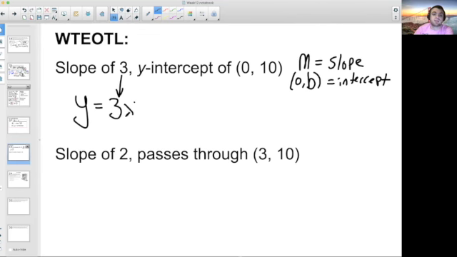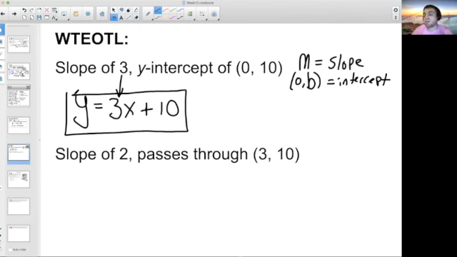Plug that in. (0, 10) means that this needs to be a 10. All I'm doing is taking the slope, the number, and the intercept, and plugging them right in. With these ones, all the information is right there. It's not very common to come up, but it is a possibility of a kind of problem you can get. So please make sure you understand how I did that, and then I'll move on to the next one.